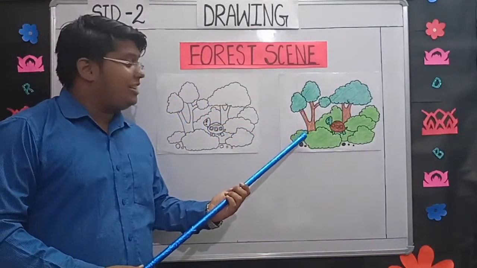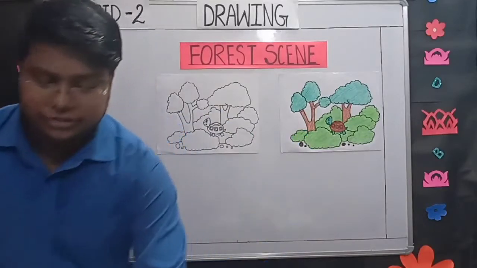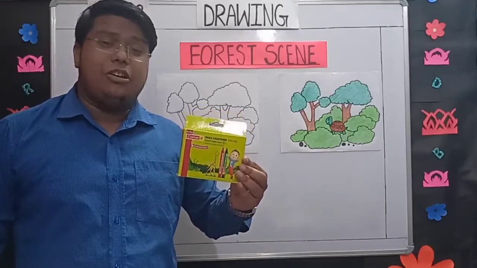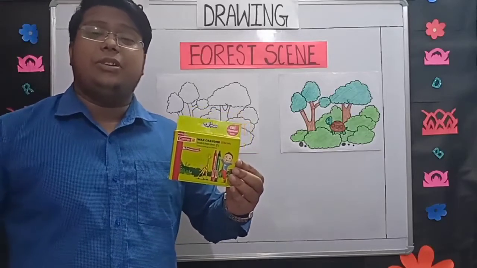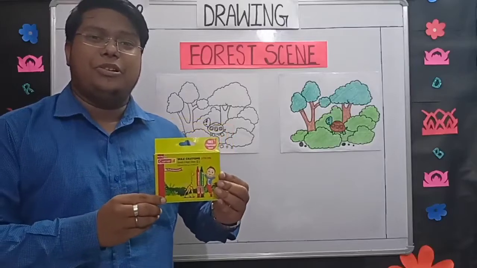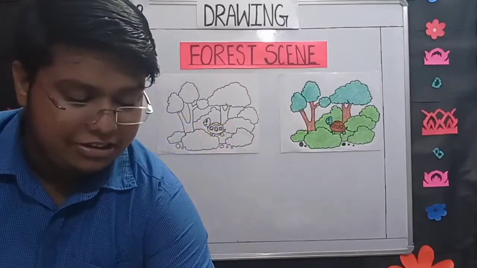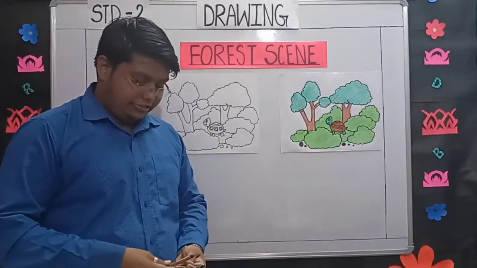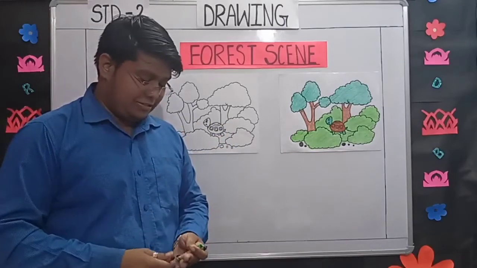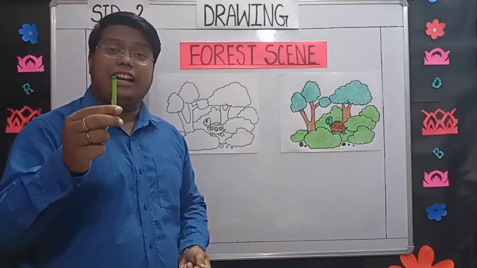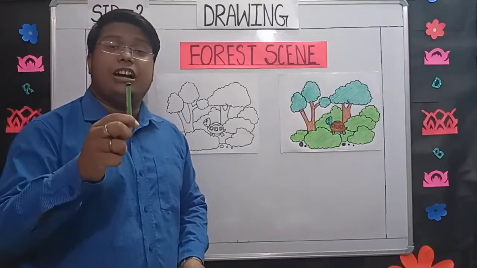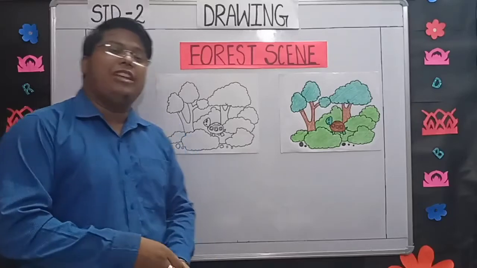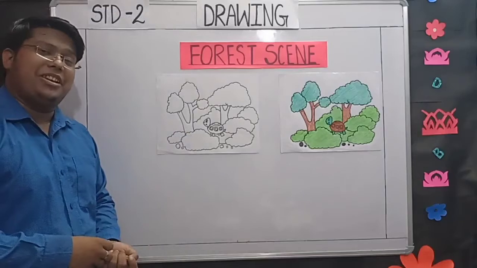Now, students, to color this picture, I have used crayon colors. You can use any crayon colors which are available with you at your home. The shades that I have used to color this picture are brown, green, light green, dark green and black. Now let's start coloring this picture.